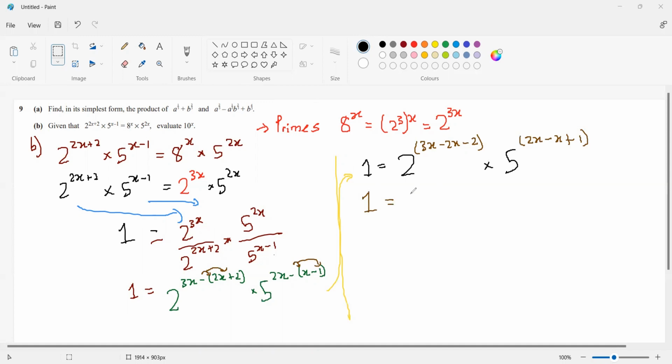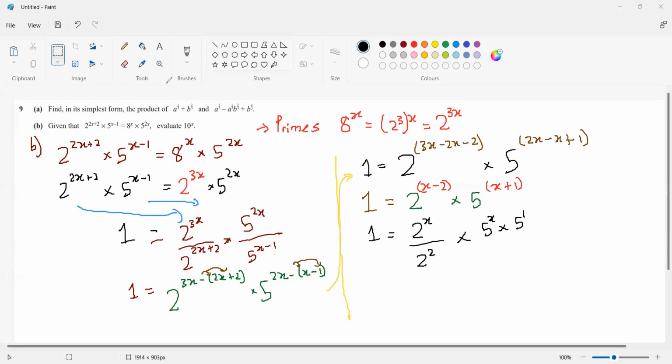So this is 2 to the power of, when you simplify that, 3x minus 2x is x, so x minus 2. And then times 5 to the power of 2x minus x, which is x, and this one is plus 1. At this juncture, we need to separate out the ones with the x only. The 2 to the power of x minus 2 means the denominator is 2 squared. But the plus 1 means 5 to the power x times 5 to the power of 1, just to emphasize the 1 like that.